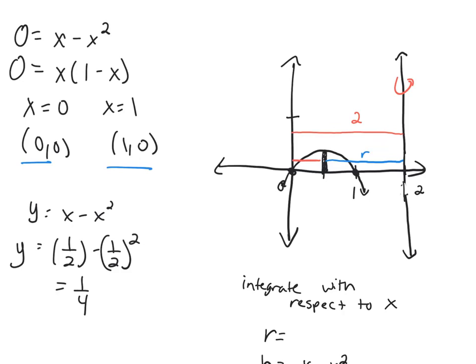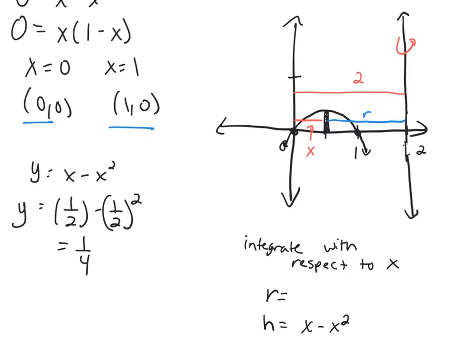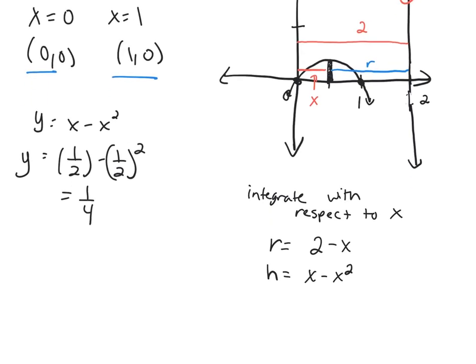Okay. So this distance right here, this is x. So to get r, it's going to be the difference of the 2. It's going to be 2 minus x. So it looks like I figured out now R and H, and I'm good to go.